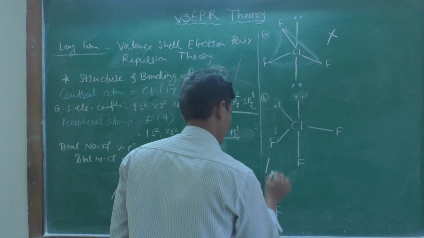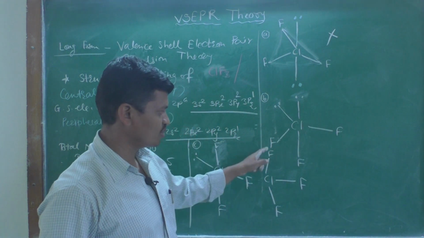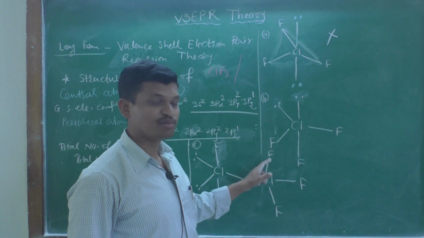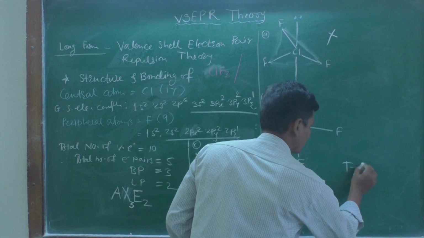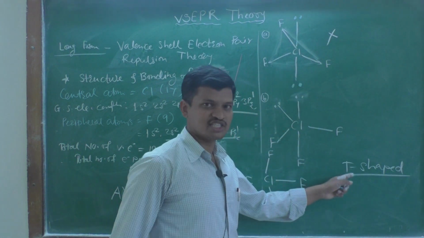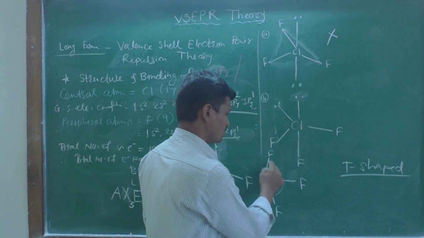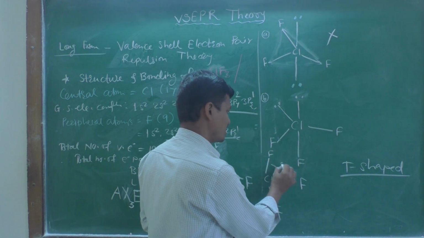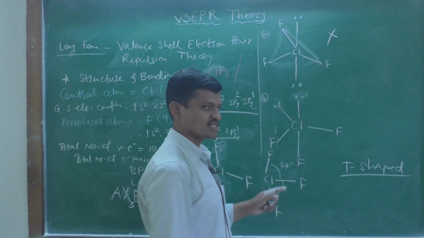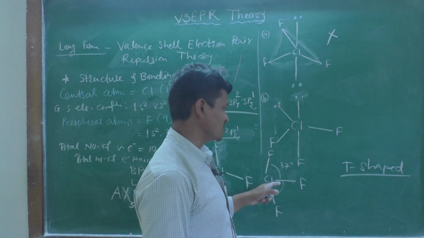Okay, F, F, F. So this is the shape of the ClF3 molecule, and it is T shape, distorted T shape or T shape. The bond angle between F-Cl-F is around 87 degrees. It is not exactly 90 degrees, so that's why we call it a distorted T shape molecule.